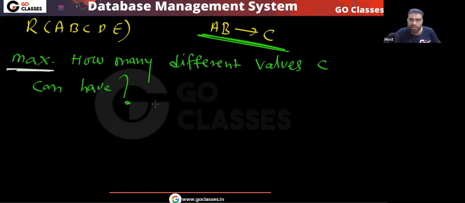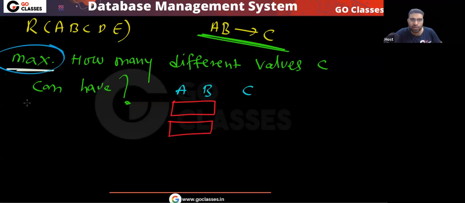This functional dependency is given to you, A, B determining C. So what you can do is, for different combinations, you can put different values. Yes or no? I want the maximum number of values for C. Please understand what I want. I want maximum different values for C.